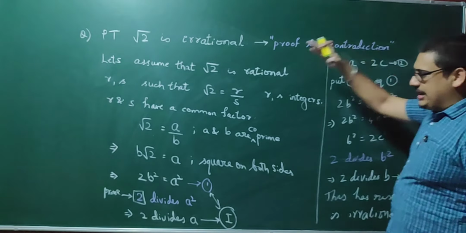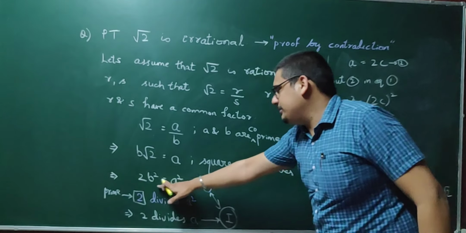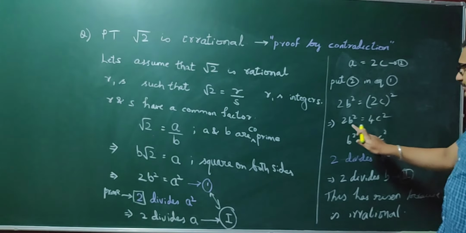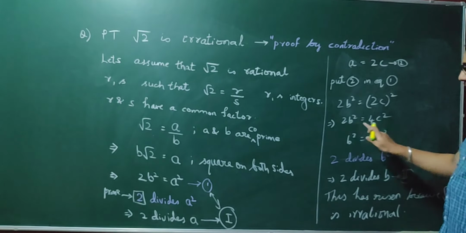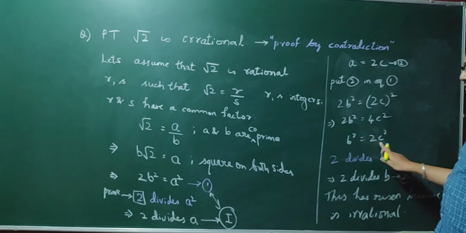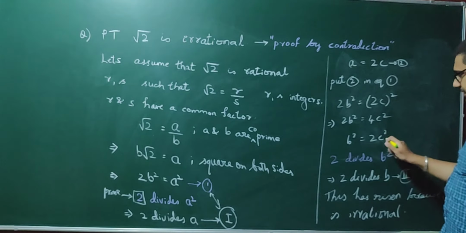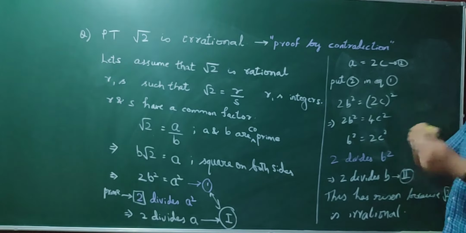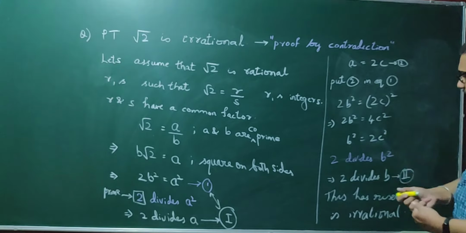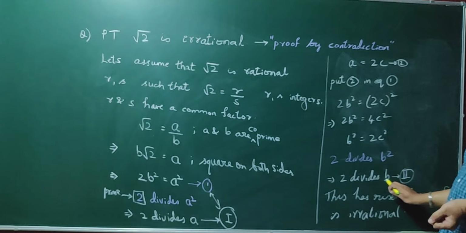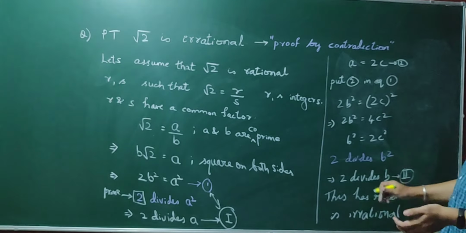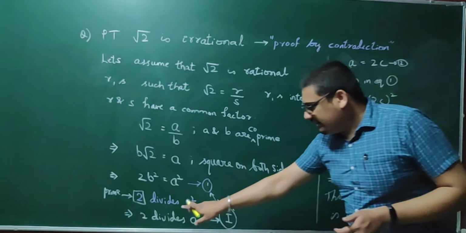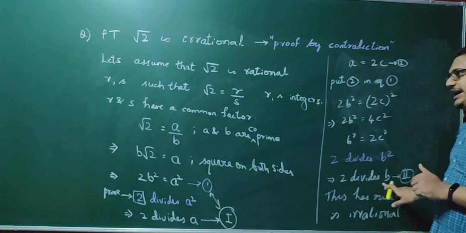Now you substitute this back in our first expression. 2b square is equal to A square. I get it as 2b square is equal to 2c the whole square, which becomes 2b square is equal to 4c square. 2 ones are 2 twos are, b square is equal to 2c square. Again observing this expression, we come to conclusion that 2 divides b square. If 2 divides b square, again using theorem 1.3, we can conclude that 2 divides b. So this is my second equation. Now if I compare this equation and this equation, we can say that 2 is a common factor which divides both A and B.